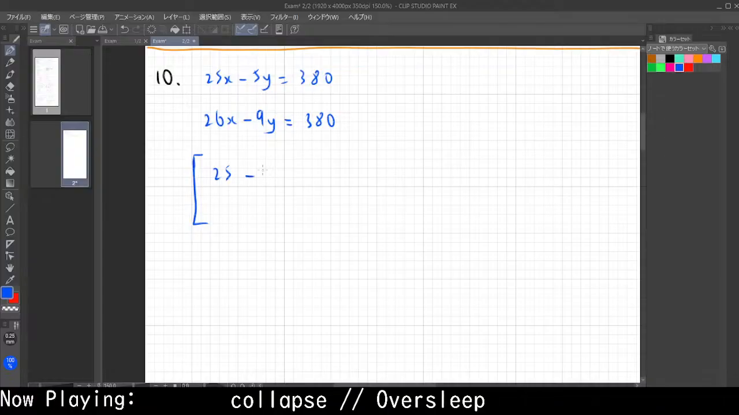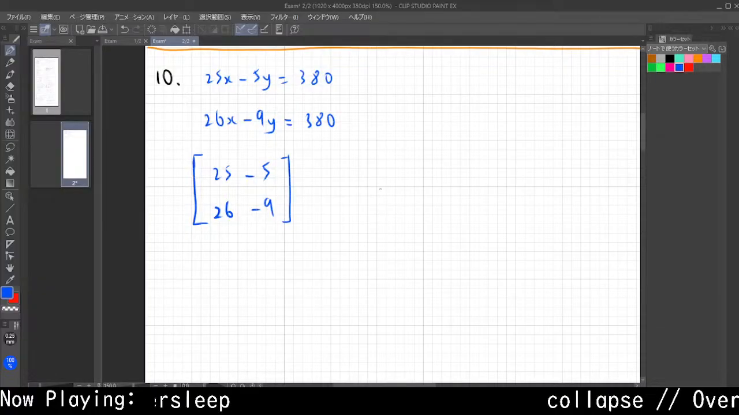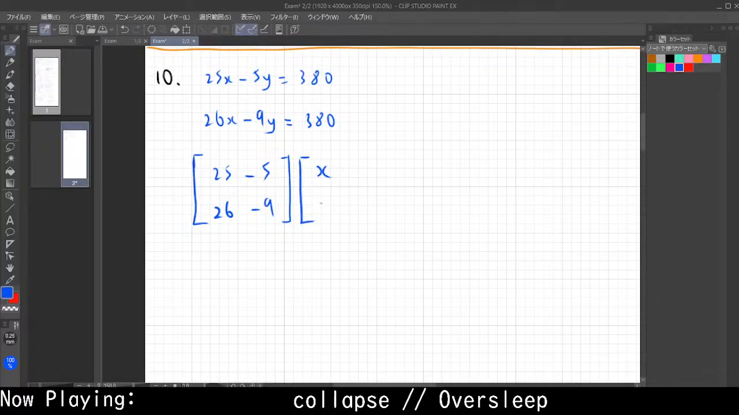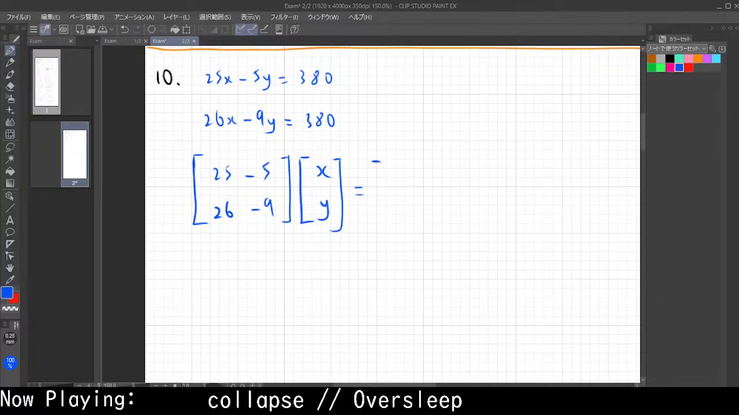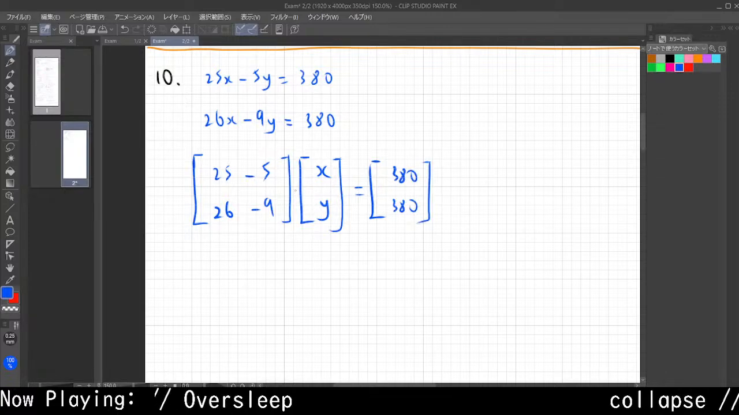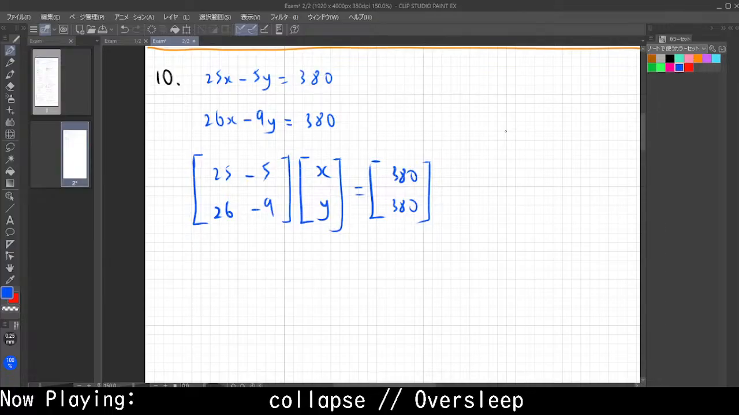So 25 minus 9, 26 minus 8, 25 minus 5, 26 minus 9. So one equation, one row, not one column. One equation, one row. And this will be multiplied by your x and y over here. This will be equal to your right hand side 380. So 2 by 2 multiply 2 by 1, you get a 2 by 1. Make sense? Yeah. 2 by 2 multiply 2 by 1, you get 2 by 1. Make sense? Okay.